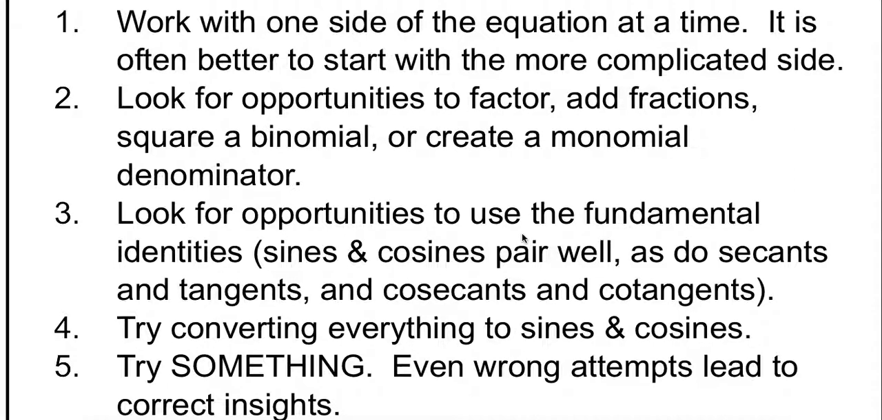Some tools that you have, you can factor, you can add fractions, like if you've got two separate fractions, you can get common denominators and put them together. You can try squaring things, a binomial. That's a dangerous one. We'll talk about that. Or like rationalizing the denominator can be helpful. Look for opportunities to use your fundamental identities. Okay, your Pythagorean identities. Pay attention to those. Your reciprocal identities. Sines and cosines tend to go well together. Secants and tangents, cosecants and cotangents when you're looking at the Pythagorean identities.